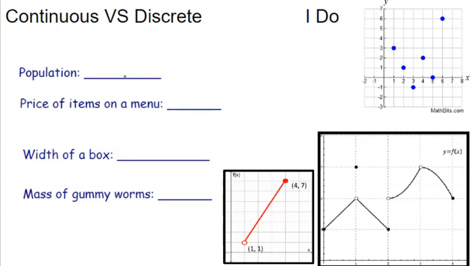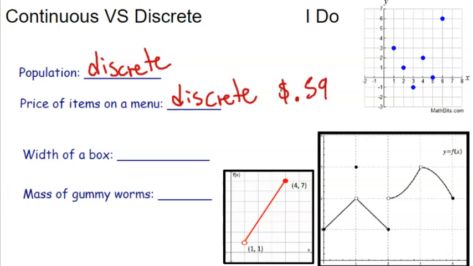Population. That is something that is counted as a discrete variable. Price of items on a menu is also discrete. Even though 59 cents is a decimal, this would still be considered discrete because you could count those items on the menu. Width of a box. This would be considered continuous. And mass of gummy worms, that would also be continuous.